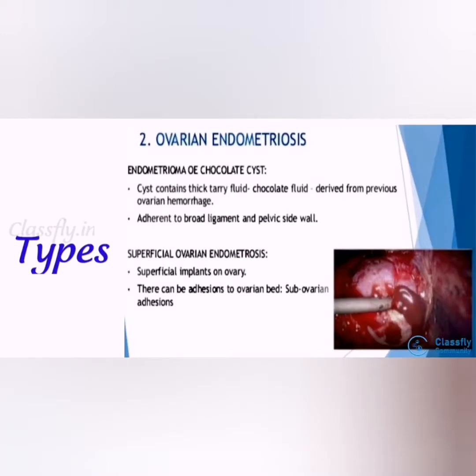Second one is ovarian endometriosis. In that, first one is endometrioma or chocolate cyst. It contains thick, tarry, chocolate fluid, and it adheres to the broad ligament. Second one is superficial ovarian endometriosis. This is a superficial implant on the ovary. This can lead to adhesion to the ovarian bed, that is subovarian adhesions.